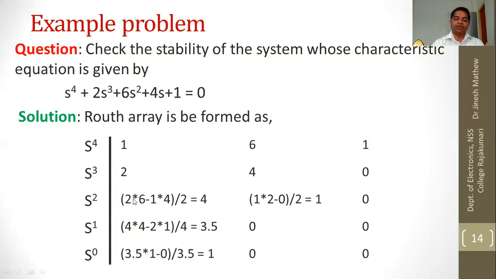So what is this one? This is 2 into 6 minus 1 into 4 divided by 2, equal to 4. And what is this one? This is 2 into 1 minus 1 into 0, which is 0, divided by 2. That is 1. What is this term? This term will be 4 into 4 minus 2 into 1 divided by 4. That is 3.5. What is this term? This will be 3.5 into 1 minus 4 into 0 divided by 3.5. That is equal to 1.